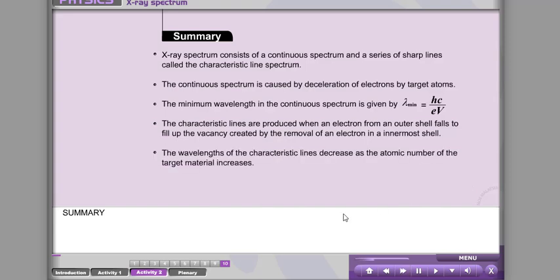The wavelengths of the characteristic lines decrease as the atomic number of the target material increases.